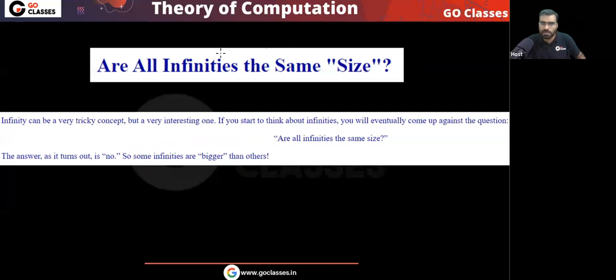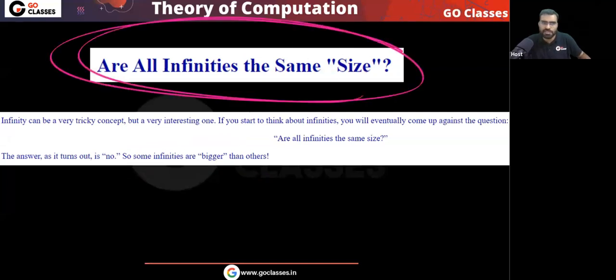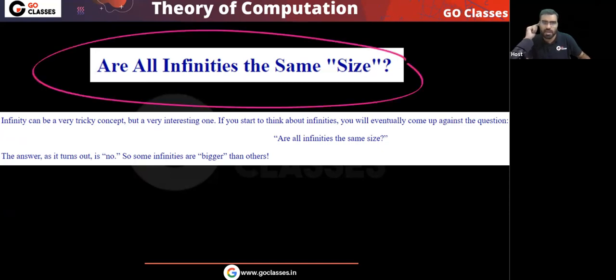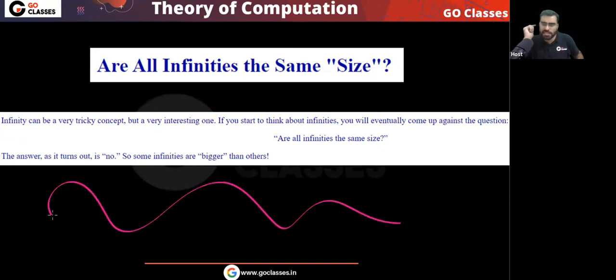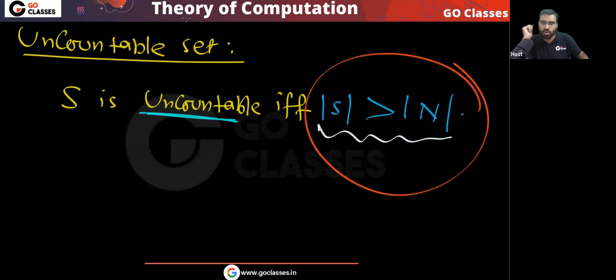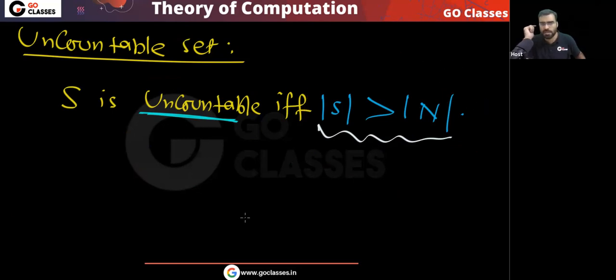So can I say all infinite sets have the same size? No. Some infinite sets are bigger than other infinite sets. For example, an uncountable set. An uncountable set means a set whose size is more than the size of natural numbers. This type of set is called an uncountable set.